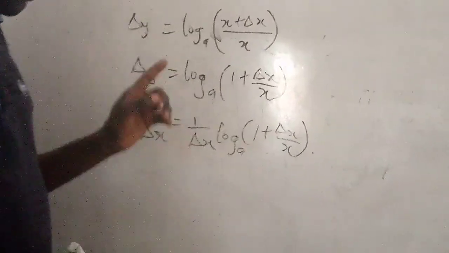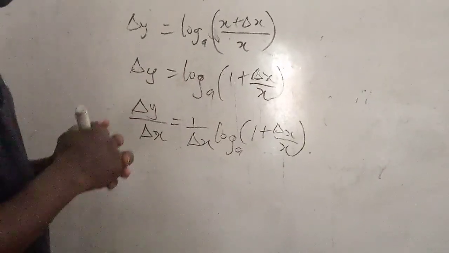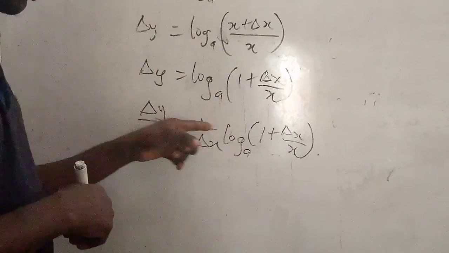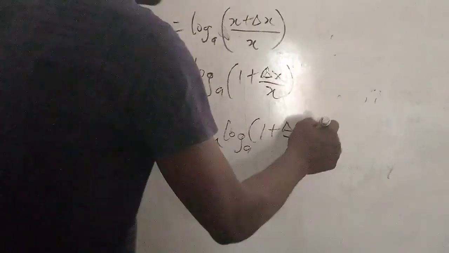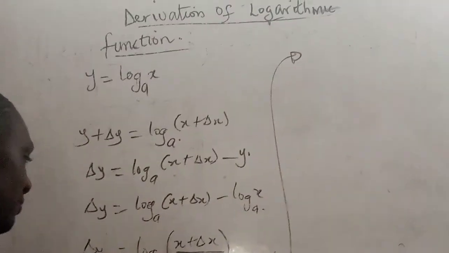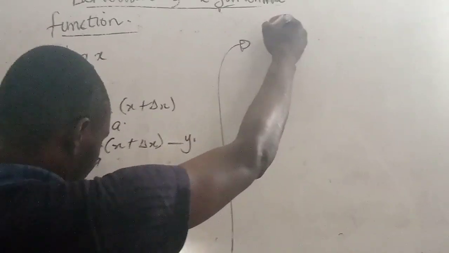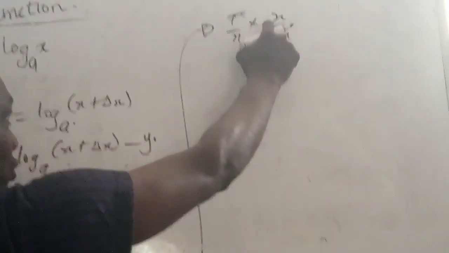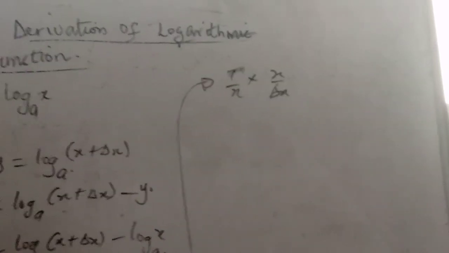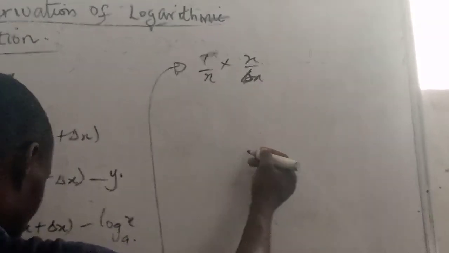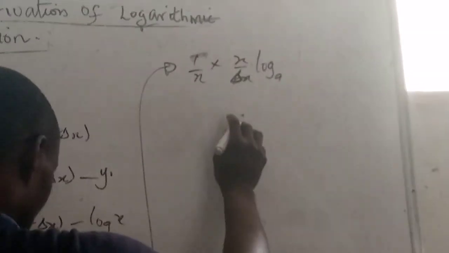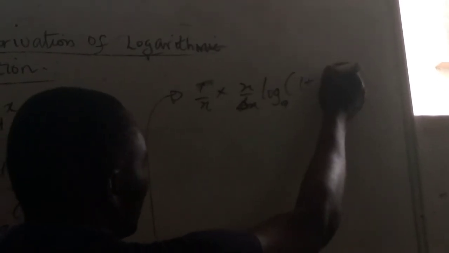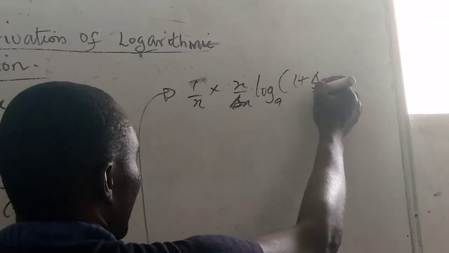Okay, let's do a little bit of manipulation on this. If I multiply both the numerator and the denominator by x, I will still return back to this. So I can just shift this up. I'm going to have 1 over x times x over change in x. So you see that when I cancel this out, it returns us back to this: change in x times the logarithm to base a of 1 plus change in x all over x.